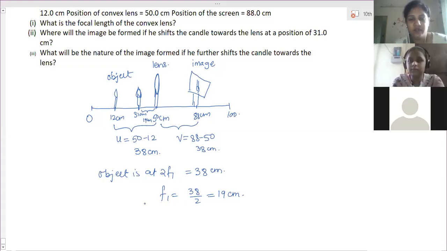And what will be the nature of the image formed if he shifts the candle towards the lens? So again towards the lens now. So what is the nature? So nature will be virtual and erect. Virtual and erect image. Okay.